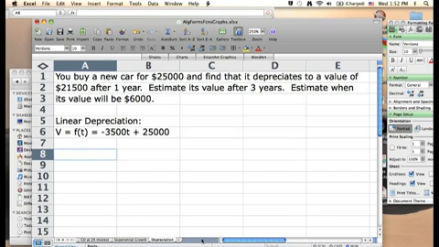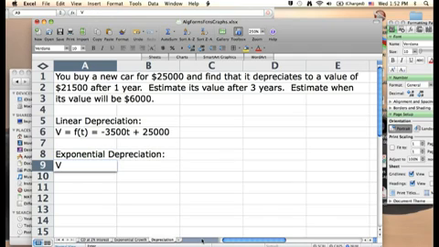But that's not the only model that we could use. We could also use an exponential depreciation model, but this is not exponential growth, it's exponential decay. V equals f of t equals, it turns out, the initial amount, 25,000, times some number, which I'll just leave blank for the moment, to the t power. What number should go inside the parentheses?